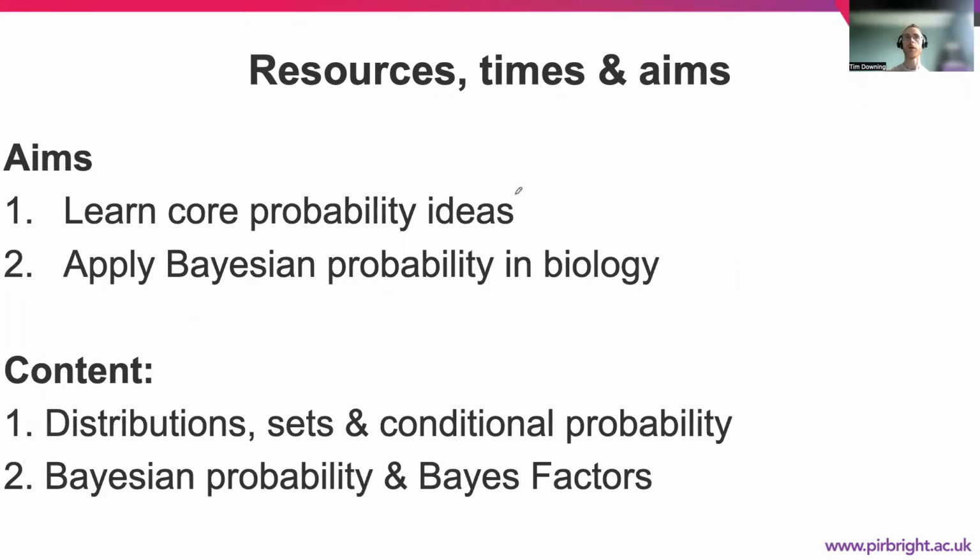In this course, what we'll cover is basic ideas in probability applied to biological problems where possible, and then we'll also look at the context of Bayesian probability in biology. We'll also look at different types of statistical distributions, sets, and how to think about how we can visualize problems to solve them in probability. And we'll also touch on conditional probability briefly.